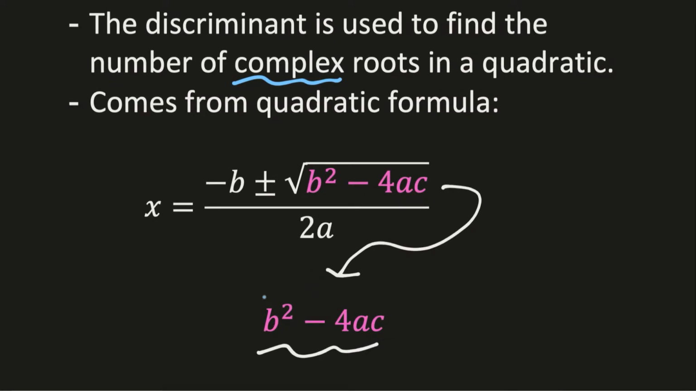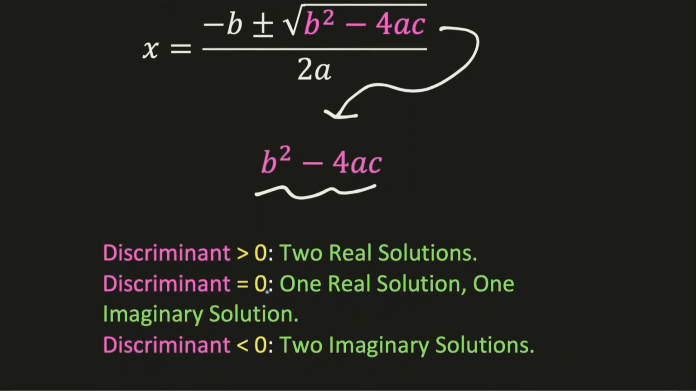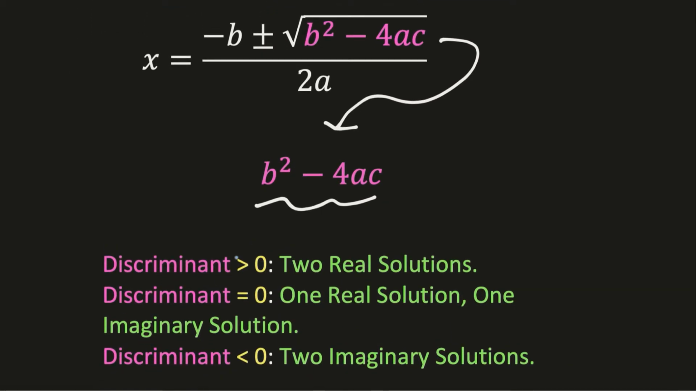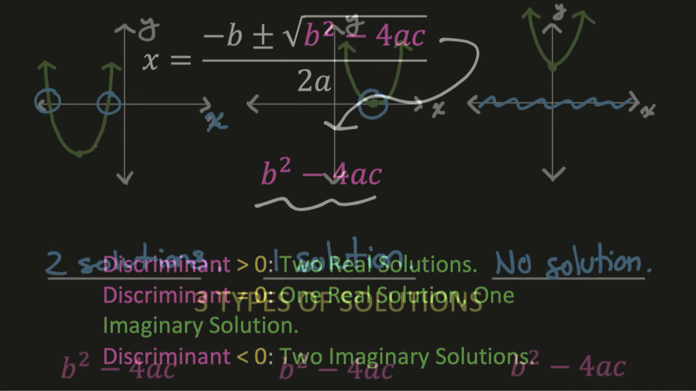Just as we have three cases with our parabolas, we have three cases for a discriminant. When our discriminant is greater than 0, we have two real solutions. When our discriminant is equal to 0, we have one real solution and one imaginary solution. And when our discriminant is less than 0, we have two imaginary solutions.